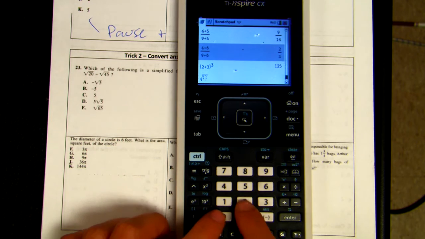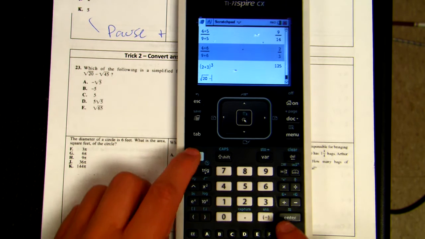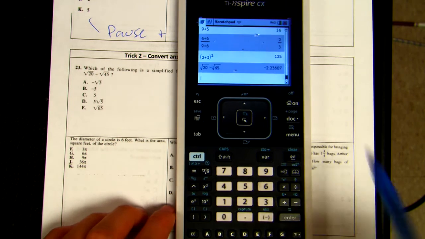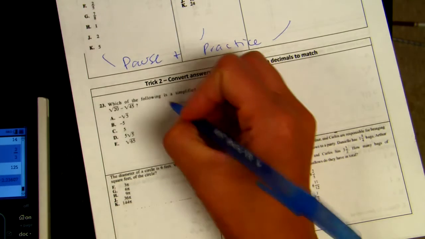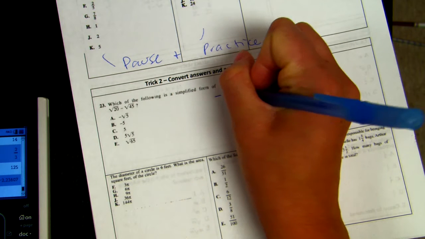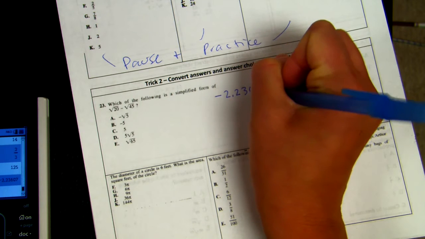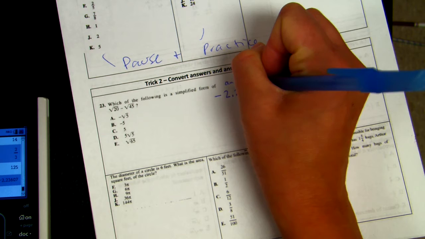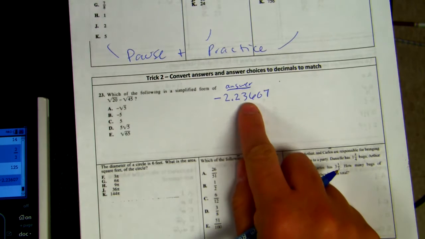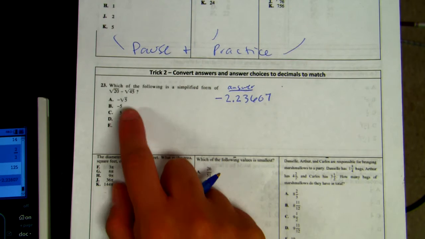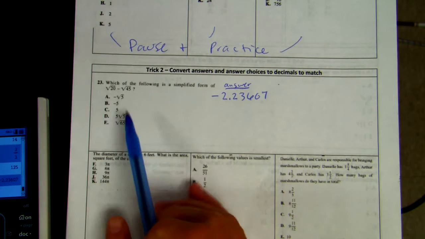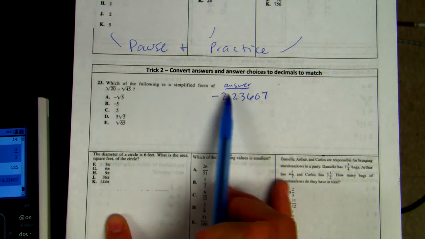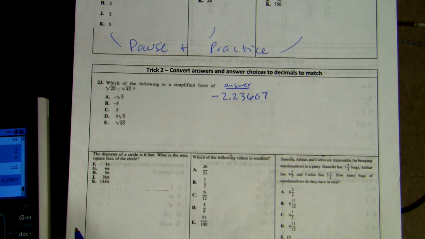That's going to give me 20 minus the square root of 45. I press enter and I get a decimal here. So this is equal to negative 2.23607. This is my answer. Right now that doesn't look like any of my answer choices. However, I can convert my answer choices to decimals to look like this and match them up.